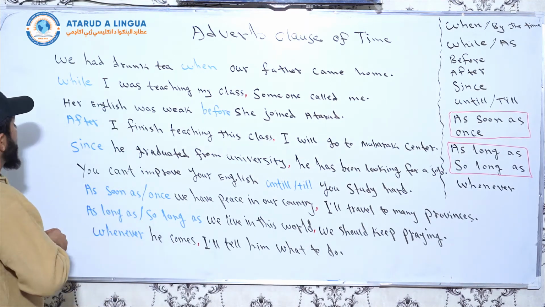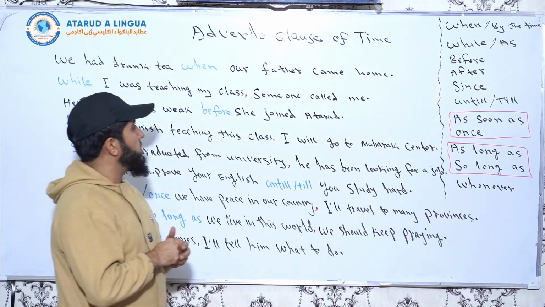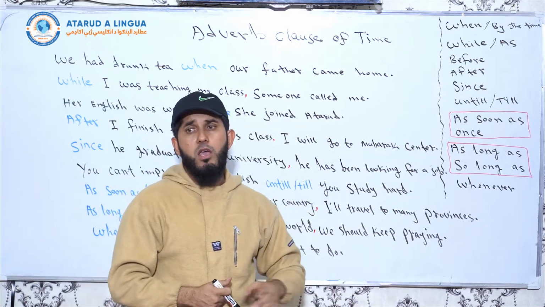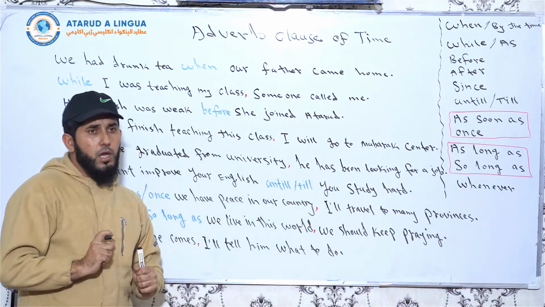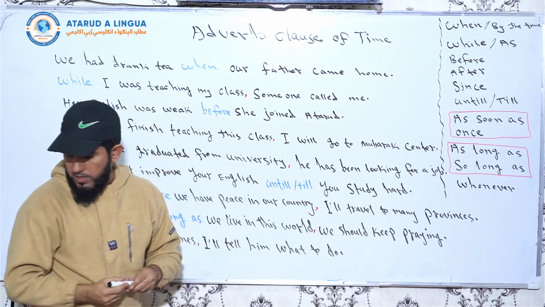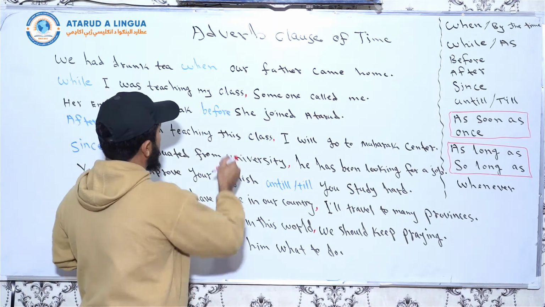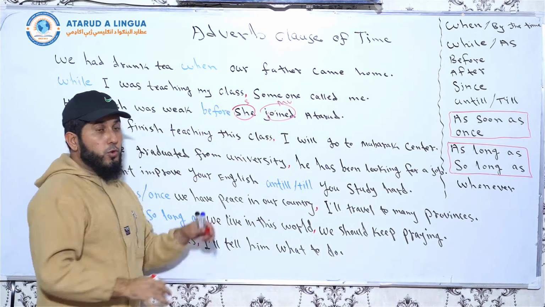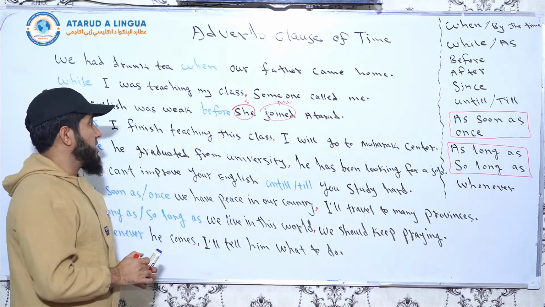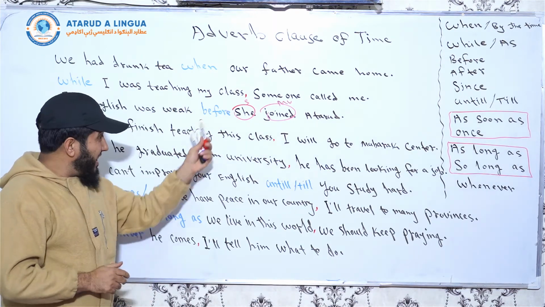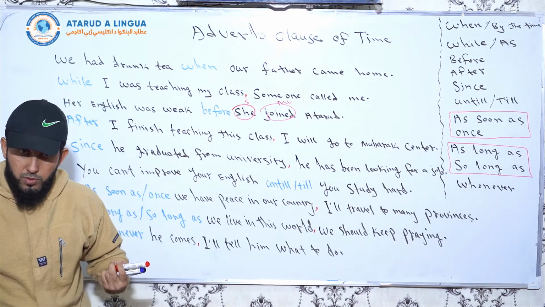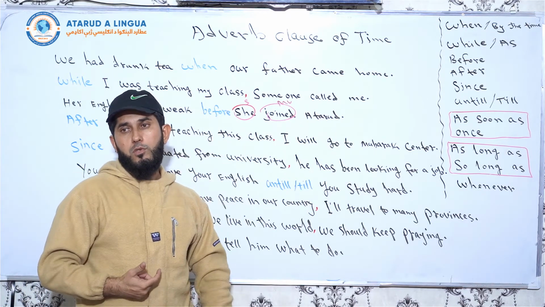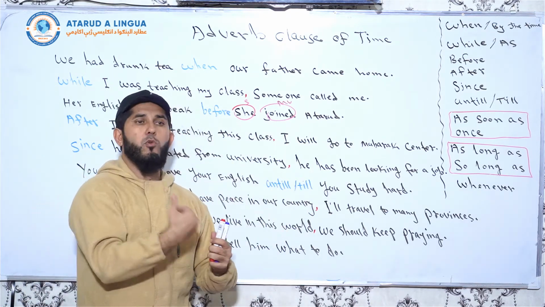Understood? Next, her English was weak before she joined Ataru. As I told you before, some of these conjunctions have double functions. If they are followed by subject plus verb, like here in this example, she is the subject and joined is the main verb form. So here in this sentence, it functions as a conjunction. But it can also function as a preposition. How? You can say, her English was weak before joining Ataru. So now joining Ataru is a gerund phrase.